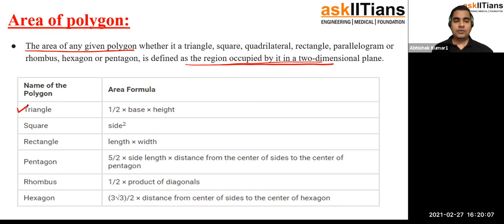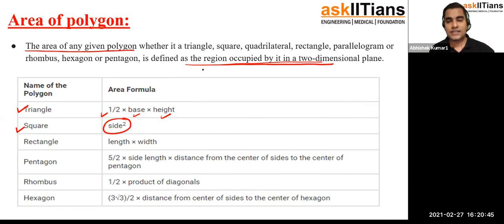If you are talking about a triangle, then the area of a triangle is generally given by 1 by 2 base into height, but that varies. If you have an equilateral triangle, then it is given by root 3 by 4 side square. Similarly, for an isosceles triangle, we have a different formula. But the generic formula for calculating the area of any triangle is 1 by 2 base into height.